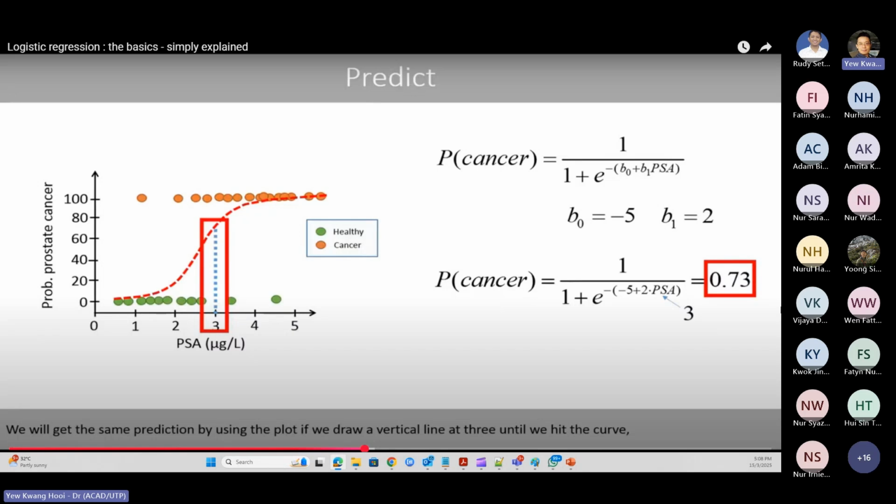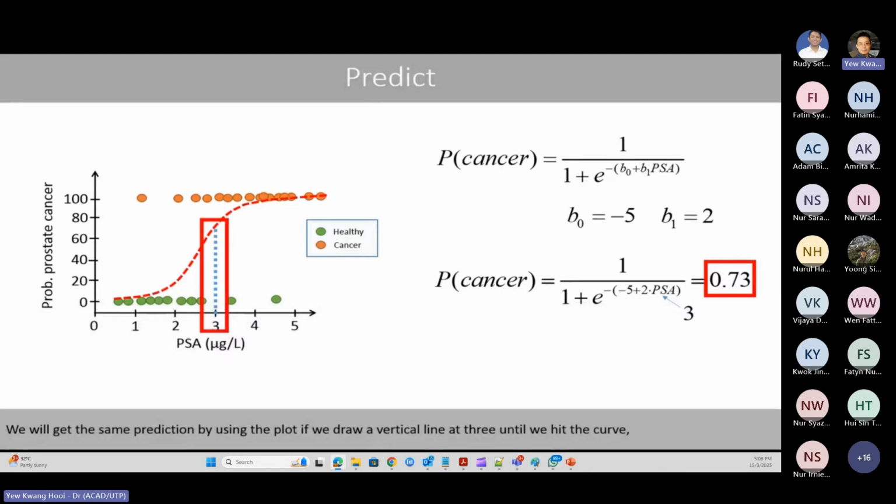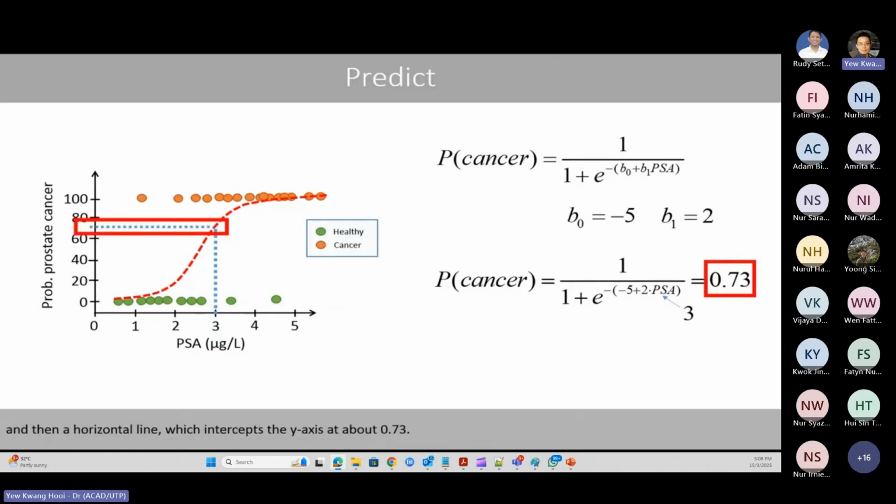We'll get the same prediction by using the plot if we draw a vertical line at 3 until we hit the curve, and then a horizontal line which intercepts the y-axis at about 0.73.